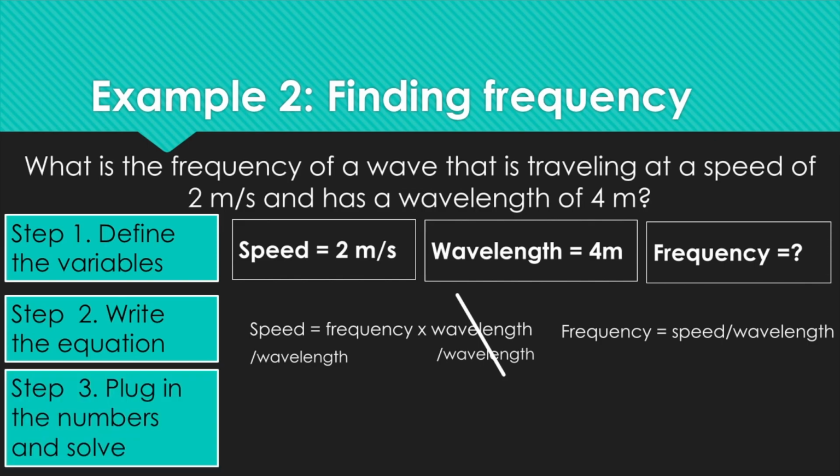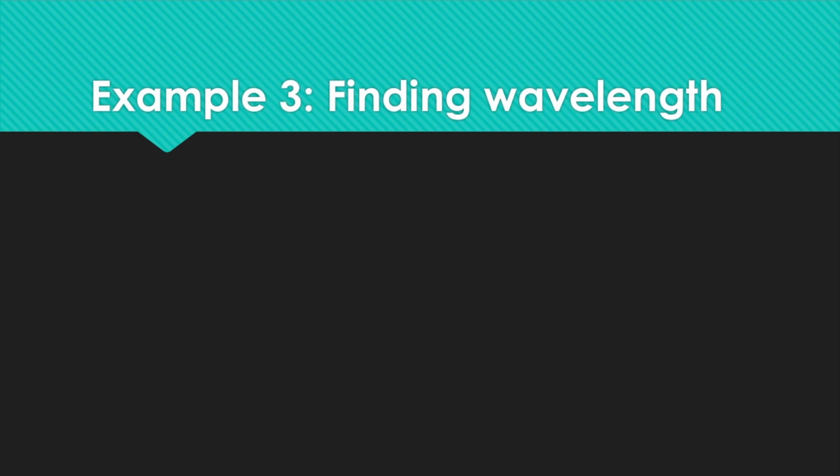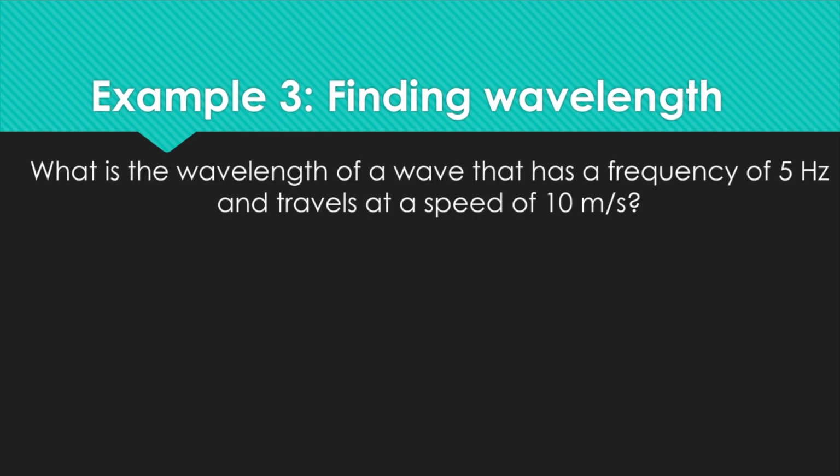Step 3 is to plug in the numbers and solve. So our numbers were 2 for speed and 4 for wavelength. If frequency equals 2 divided by 4, then it's 0.5 or 1/2 hertz. Example 3, finding the wavelength. Our problem is, what is the wavelength of a wave that has a frequency of 5 hertz and travels at a speed of 10 meters per second?